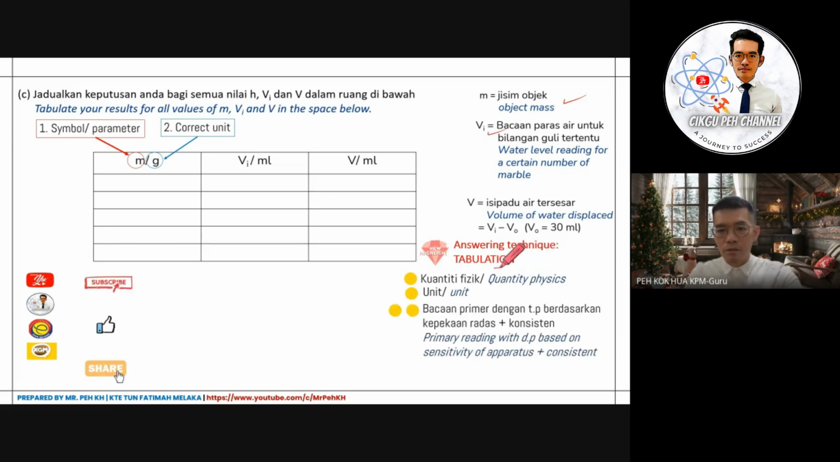Then the third and fourth ticks are the primary readings with the decimal place based on the sensitivity of the apparatus, plus consistency. Just now I already taught you how to select the correct sensitivity of the apparatus. And here we are using the measuring cylinder.